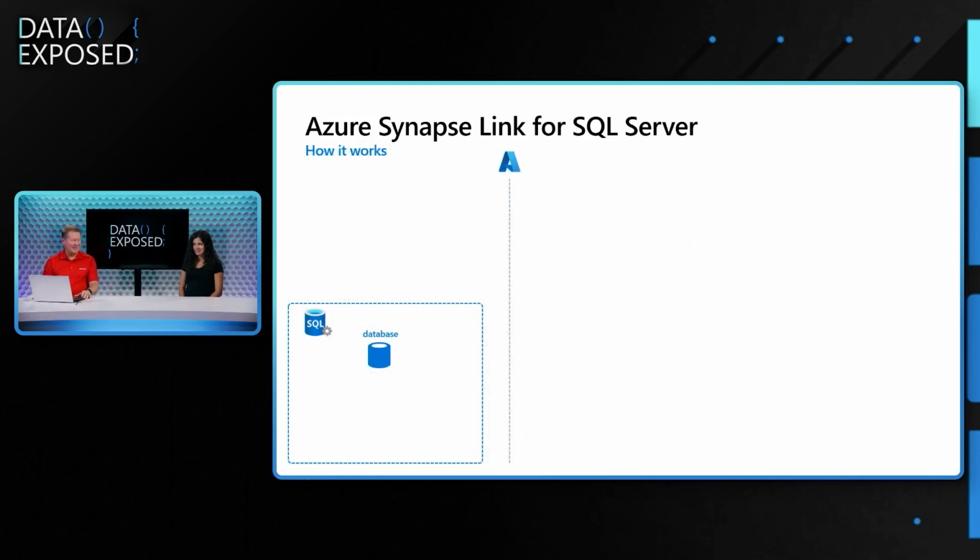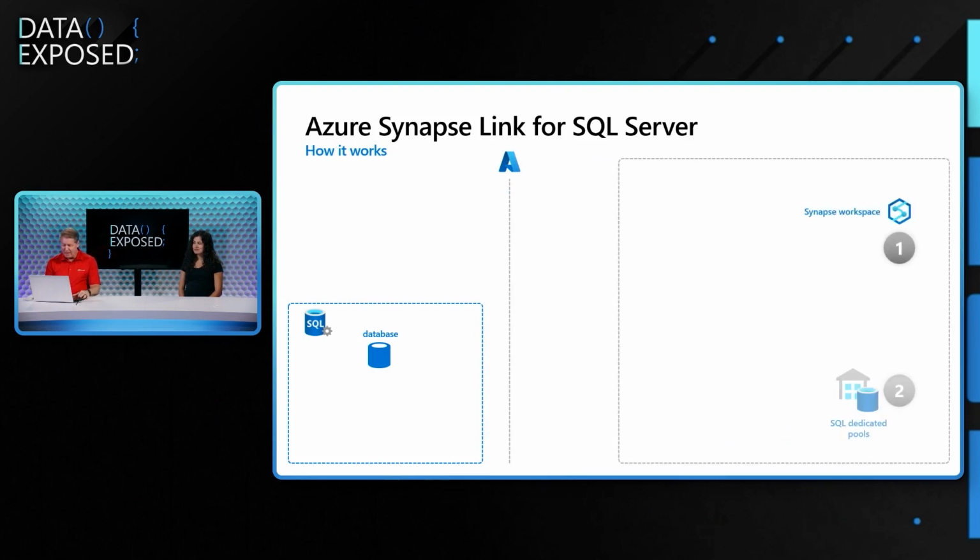Let me show you a little bit architecturally how that works. You know I like architecture diagrams. Hyper-focusedness, yeah, exactly. So on the left side here, imagine this is your SQL Server with a database on premises, Azure being that divider here. So you'll first set up a Synapse workspace. Then you'll go in and create what's called SQL dedicated pools in Synapse.